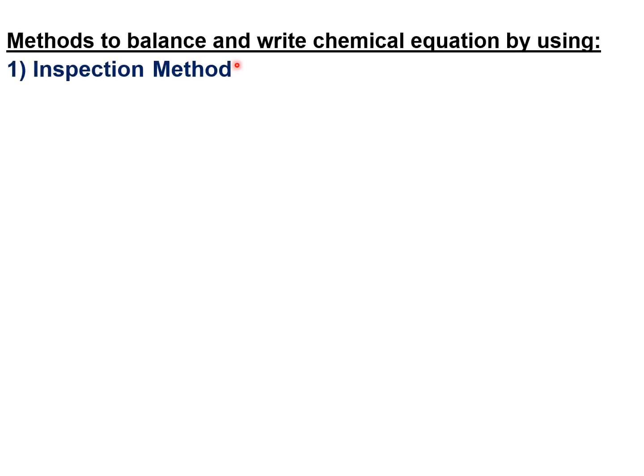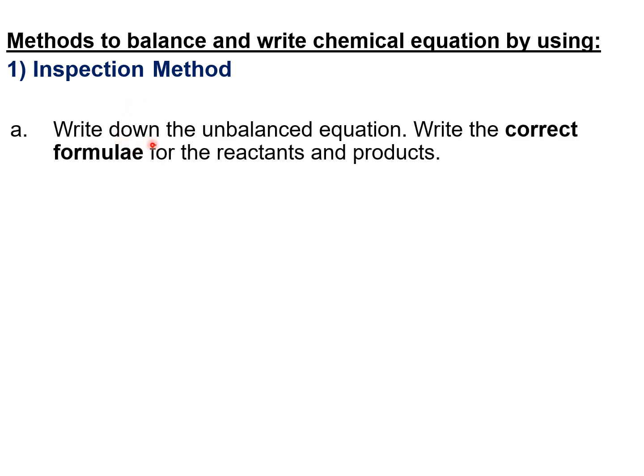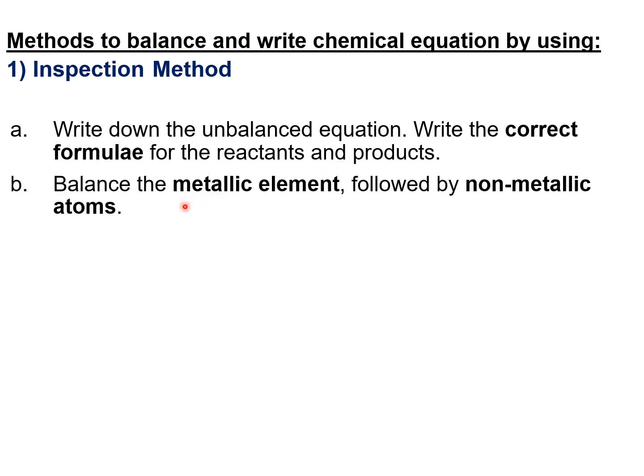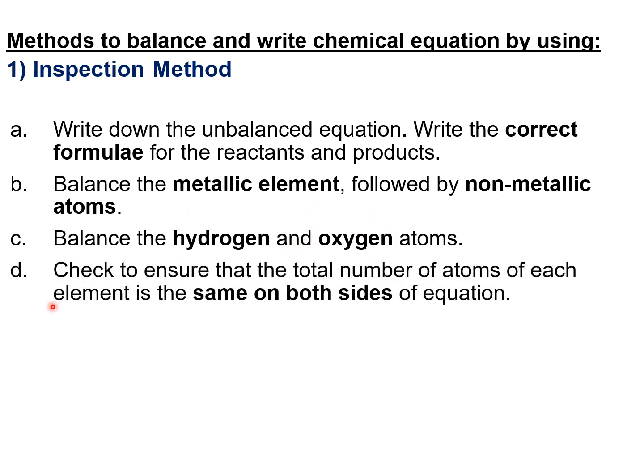Alright, how to balance and write chemical equation by using inspection method. Ada cara-caranya. The first one ialah kita tulis the unbalanced equation dahulu. Make sure you write the correct one. Yang kedua, you balancekan metallic element dulu. Barulah you balancekan the non-metallic atoms. Yang ketiga, you need to balance the hydrogen and oxygen atoms. And lastly, check lah dekat both sides, total number of atoms dia sama ke tidak dalam equation tersebut.